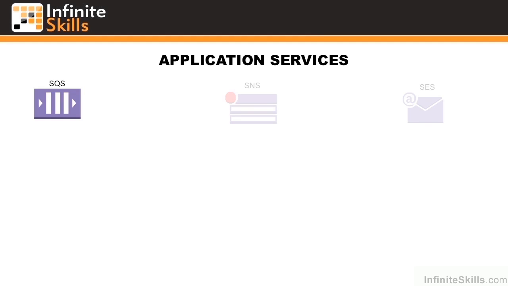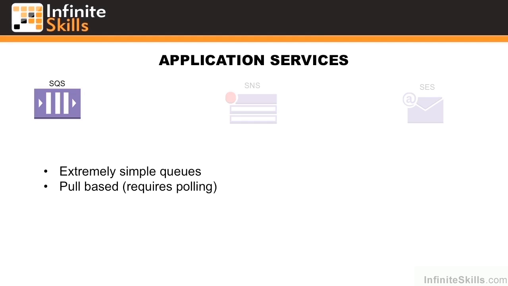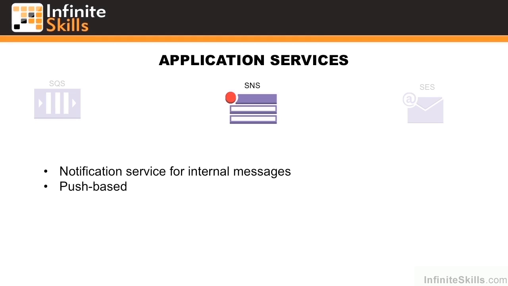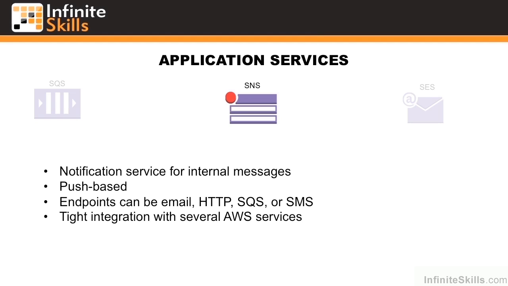Under application services, we have SQS, which are extremely simple queues. They're pull-based, requiring polling and pulling messages off. They exist in the region, and they provide at-least-once delivery of messages. We also have SNS, or Simple Notification Service, which is a notification service for internally bound messages. This is push-based. The endpoints can be email, HTTP or HTTPS, SQS, or SMS. It enables tight integration with several AWS services, such as S3 RRS, or Reduced Redundancy Storage, CloudWatch, and autoscaling.